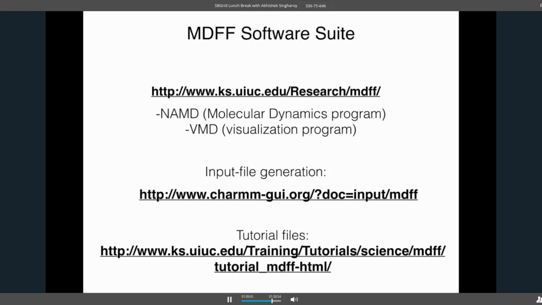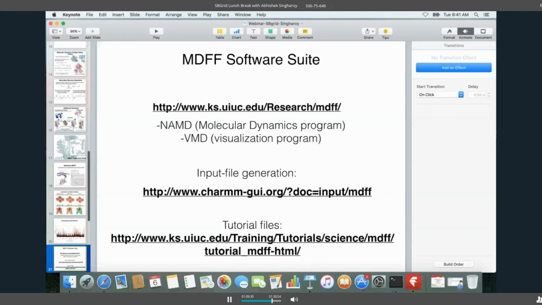So we also have tutorials. And with this, I think I would conclude the MDFF part of my talk. If there is any question on that, let's address that before I move on to the third segment, where I'll start showing you how we use these techniques to set up cell scale models, really large structures, which are much bigger than just proteins or protein complexes. So let's take any questions on the MDFF.